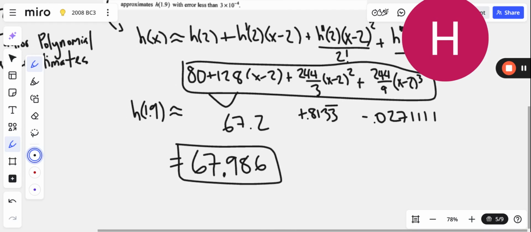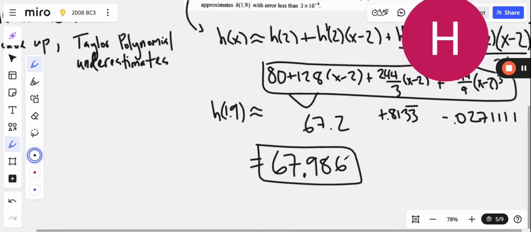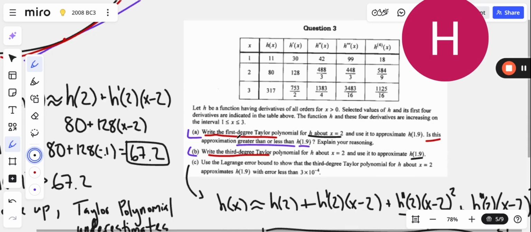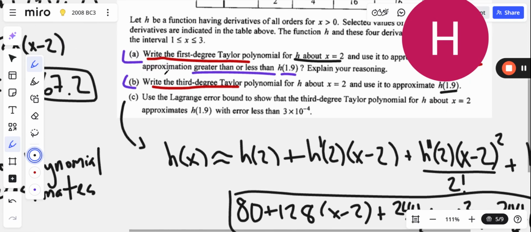Okay, so that's a better approximation for h of 1.9. And we don't have to really justify anything there. I kind of wrote that as if it was coming from the error bound. This is coming from part B. Now let's look at part C.